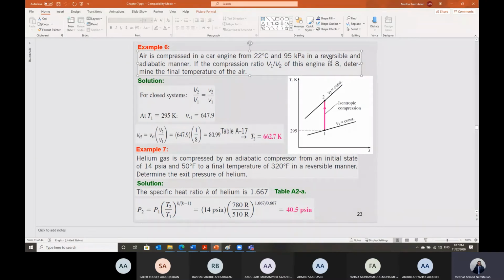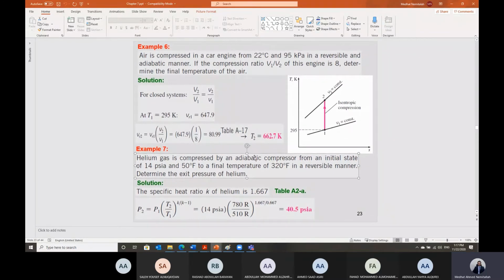In this problem, it says reversible and adiabatic. Here also it says adiabatic compressor in a reversible manner. So reversible and adiabatic means isentropic, so delta S is equal to 0. Let's solve this problem following the approximate analysis. Then we need to calculate the final pressure of helium.